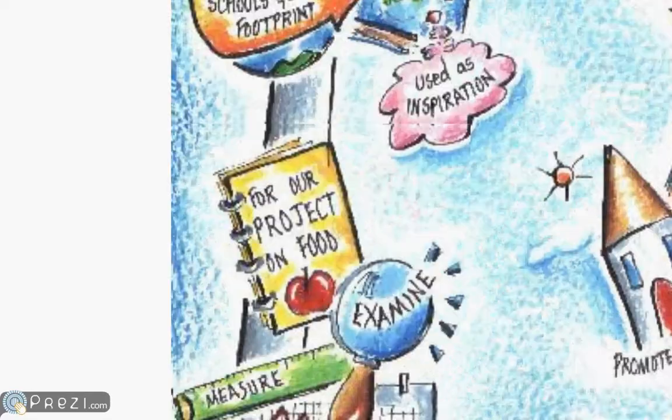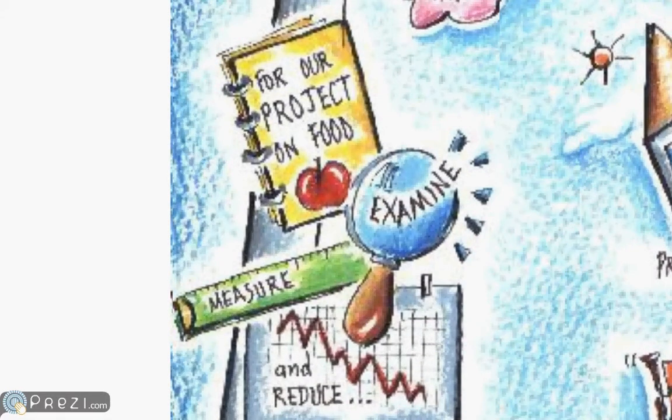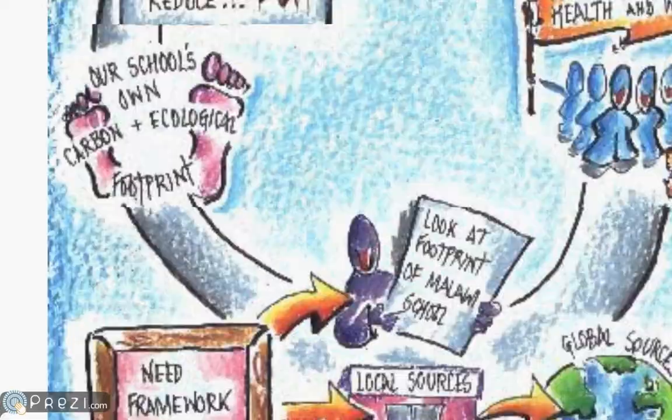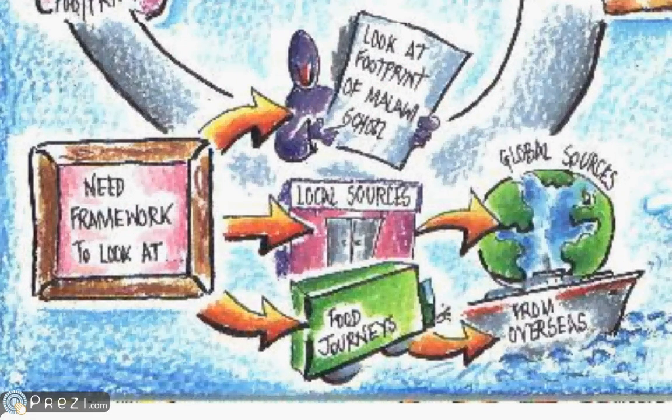And importantly, they were looking at the environmental impacts of that food, so they wanted to measure and examine and reduce the impacts that food was having in their school. And the teachers thought a really good way to teach this in the classroom was to have a framework. So they needed to think about the different types of activities and lessons that they wanted to pull together to teach about food, because it's quite a big topic.